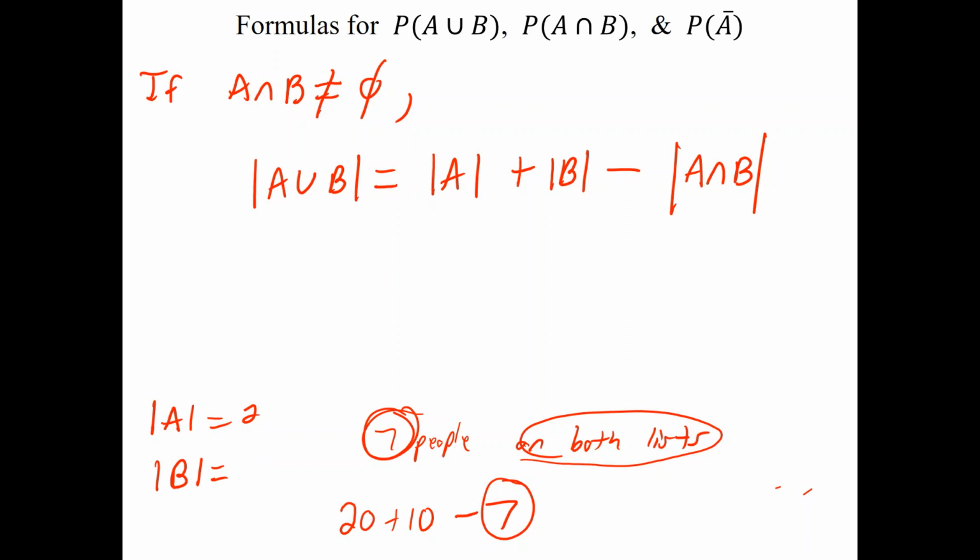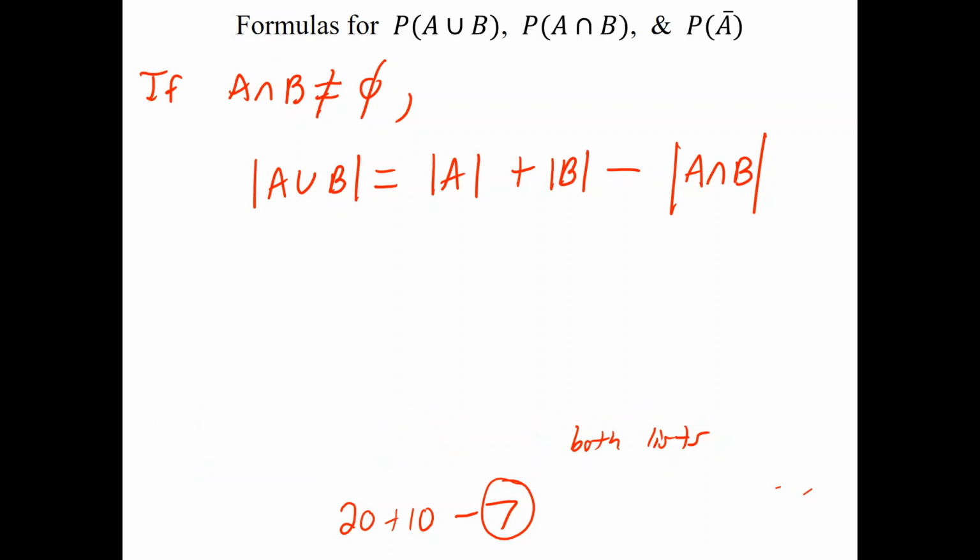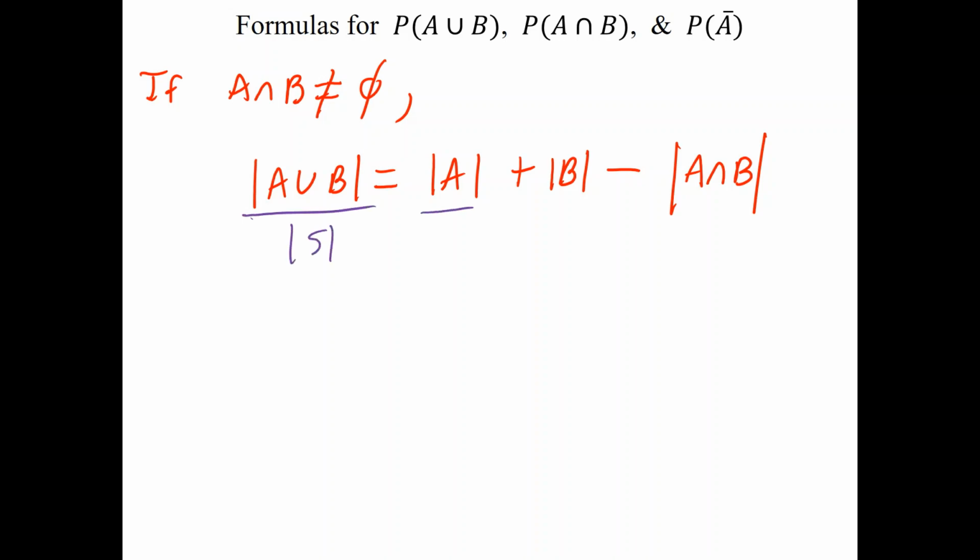All right, so now I'm going to keep going to derive the formula the way we did in the disjoint case. Same thing, I'm going to divide everything by the absolute value of S. If you divide this by the absolute value of S, you get that. Divide that by the absolute value of S. Divide that by the absolute value of S. Divide that by the absolute value of S. And this is the probability of A or B.